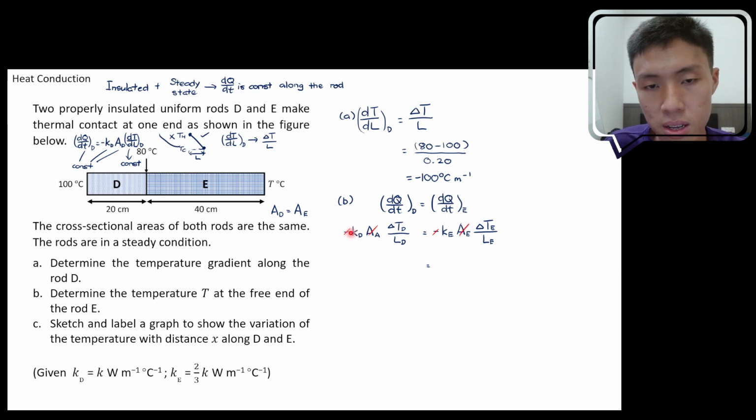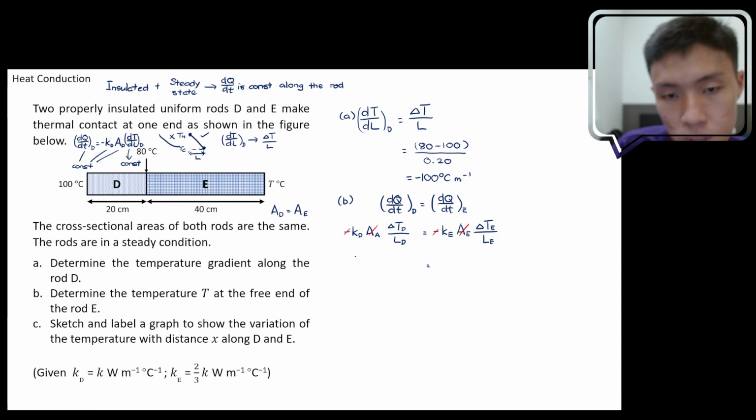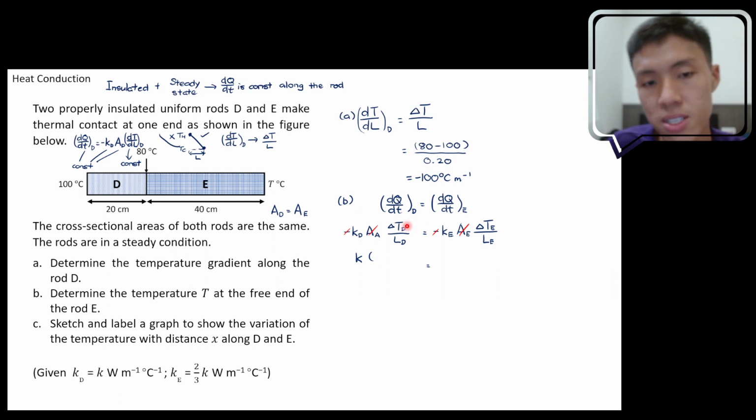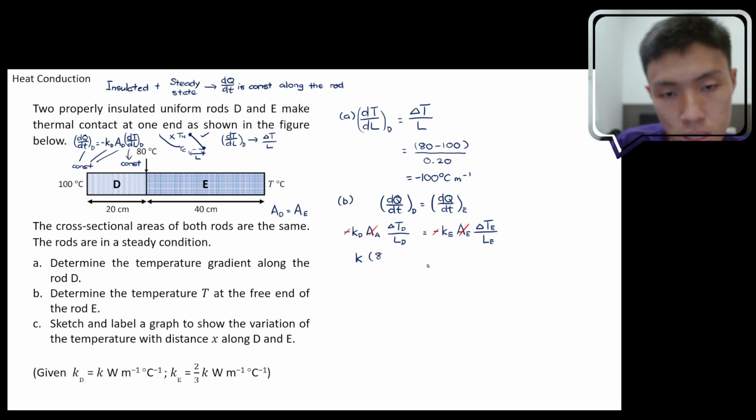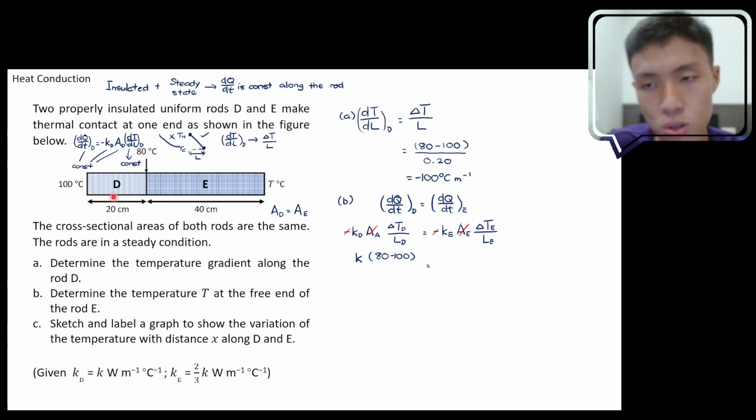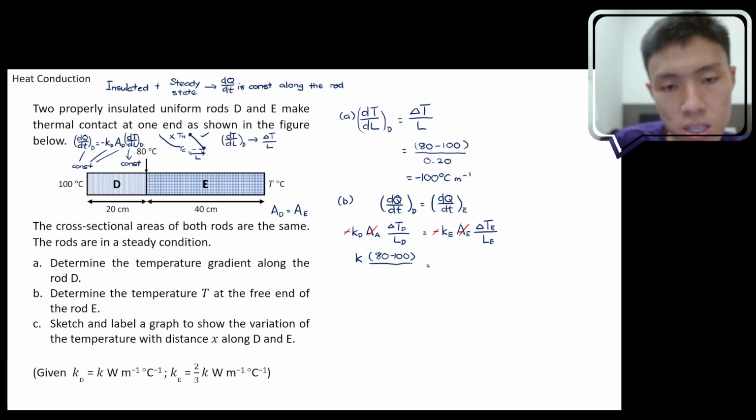Next, we know that for the thermal conductivity of D and E, they have already provided some kind of relationship over here. So the thermal conductivity of rod D is equal to k, whereas the thermal conductivity of E is equal to 2/3 k. So you can replace k_D and k_E with those. So that is k multiplied by the difference in temperature of rod D. This is rod D, we take the right minus the left, so 80 minus 100. Then you have the distance between the two temperatures, which is 20 cm converted to meters, 0.20 meter.